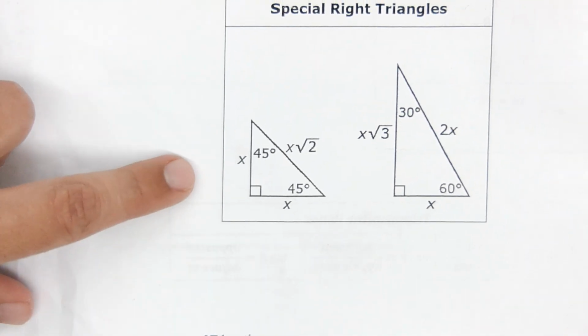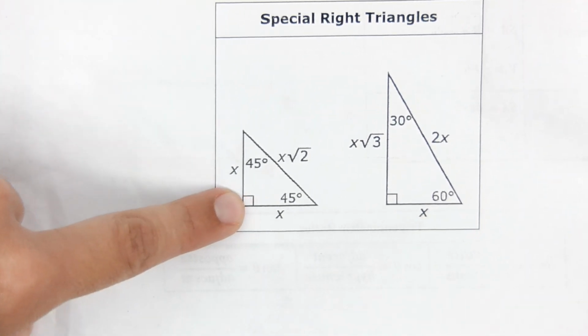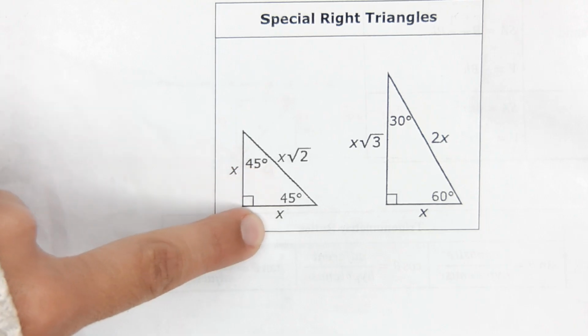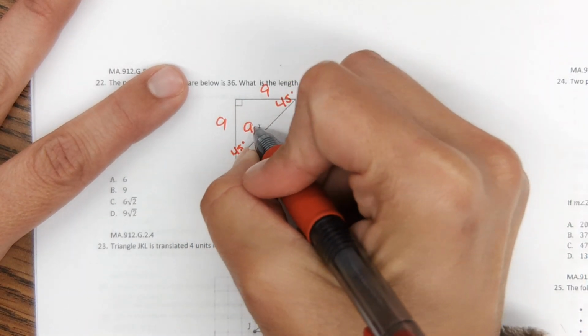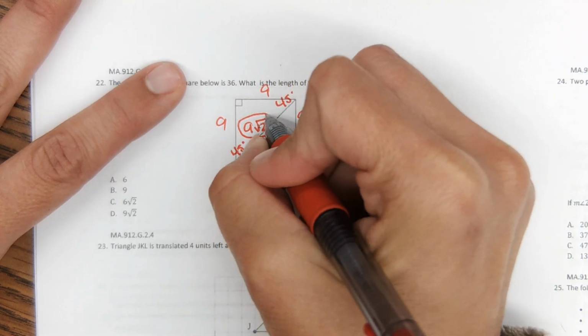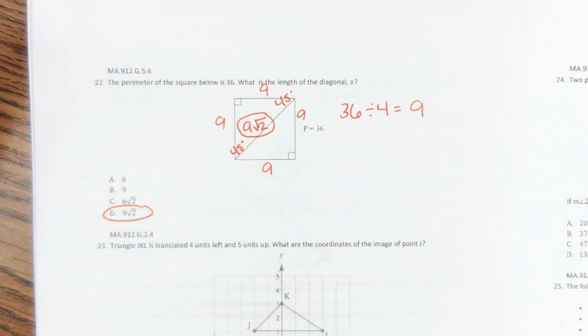And this is on the reference sheet. For a 45, 45, 90-degree triangle, you can take the side length and multiply by square root of 2. So you can take this 9, multiply by square root of 2, and get this length here. So that is our answer.